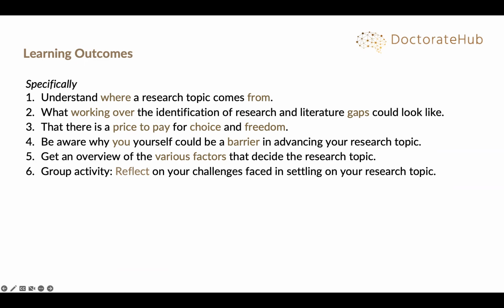I mean, the literature gap is often something mysterious. So what does it imply? What is the price to pay for the choice and freedom of selecting your own research problem? I'm not sure you ever considered that from this perspective, but choice comes at a price, and freedom perhaps is not always something that makes the way through the doctorate easier. And we want to raise your awareness of why you yourself could be a barrier in advancing towards your research topic, and to give you an overview of the various factors that decide the research topic.